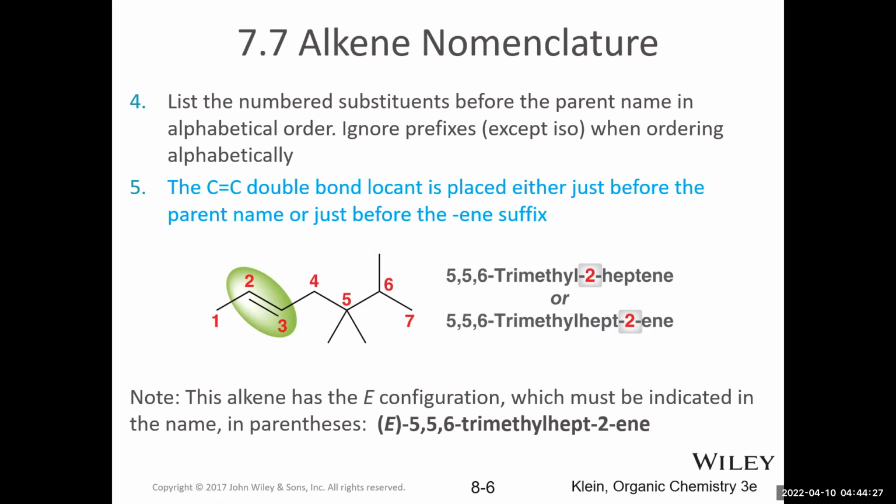The last thing that you want to think about is stereochemistry. With alkenes, remember that we have what are called cis and trans, or E and Z stereochemistry. That's an important thing to include in the name as well, because a Z alkene is not the same thing as an E alkene. Recall that there is not free rotation about the carbon-carbon double bond, and therefore cis and trans, or E and Z, are different compounds. So that difference needs to be included in the name, which is why you see this E in parentheses before the rest of the name.